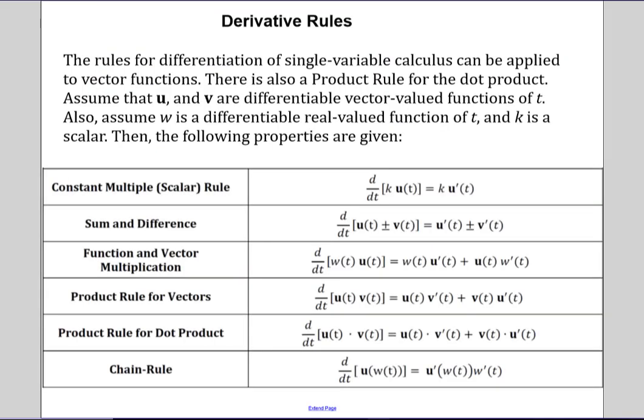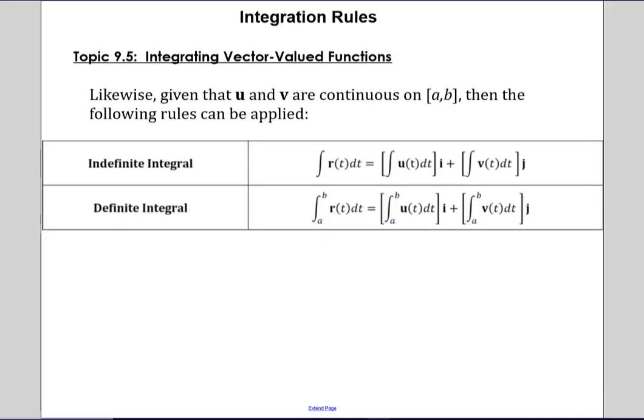And finally, the last thing we're going to look at is the derivative rules, and I'll save those for you to muddle through. We've got the constant multiple rule, the sum and difference rule, function and vector multiplication, the product rule for vectors, the product rule for dot product, and then the chain rule. And we'll go through each of these in our last example, along with some integration properties, I believe.